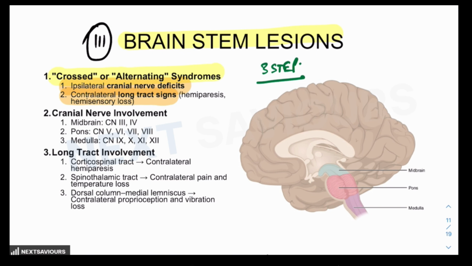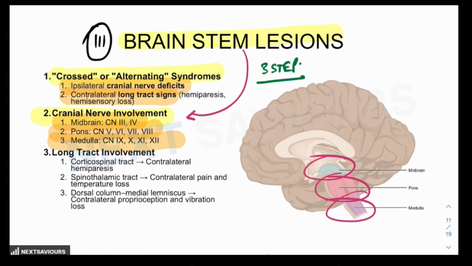The second is the cranial nerve involvement. Once you have identified that the question is from a brainstem syndrome, you have to locate where exactly in the brainstem. Is the syndrome related to the midbrain, the pons, or the medulla? This is identified on the basis of cranial nerve involvement. In case of the midbrain, there will be involvement of cranial nerves 3 and 4. In case of the pons, 5 to 8. In case of the medulla, cranial nerves 9 to 12.